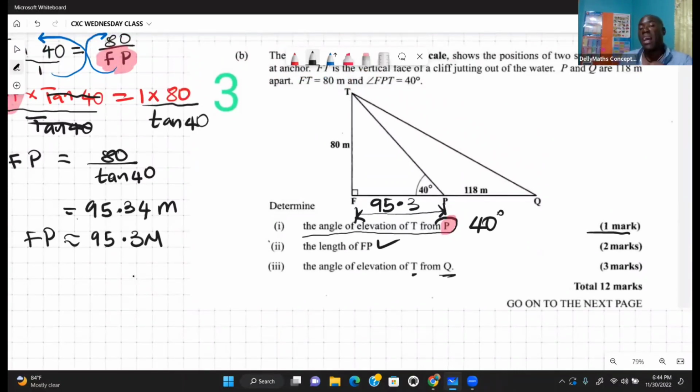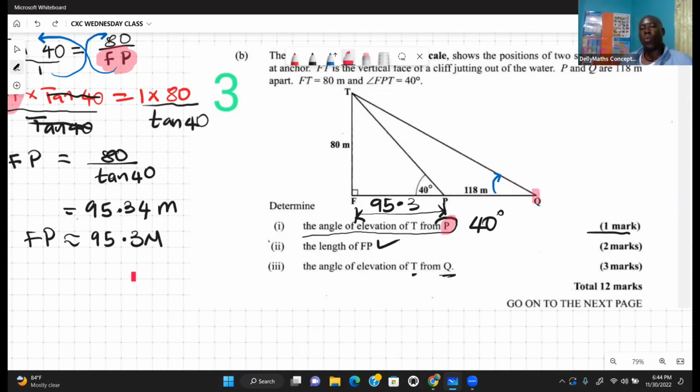Let me go again. Angle of elevation of T, but from Q. So you're going to go where Q is. Q down here, so it's like you're saying then what angle they want. They want this angle at Q here. Elevation comes from the ground, so it has to come from this line going across to that line. So that's the angle of elevation there of T, but from where Q is.